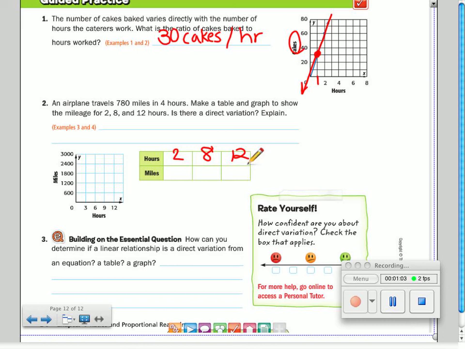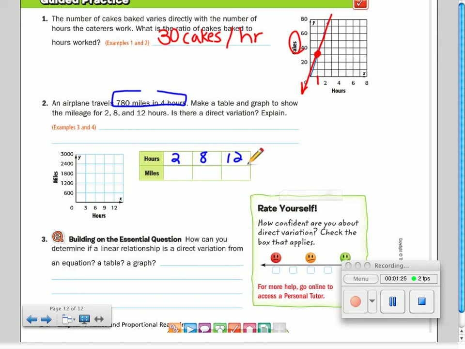Number 2, they gave us this information. They said an airplane travels 780 miles in 4 hours. Make a table and graph to show the mileages for 2 hours, 8 hours, and 12 hours. Is there a direct variation? Explain. So let's determine if there are 780 miles traveled in 4 hours. Does anyone know how many in 2 hours? 390. Okay, good.